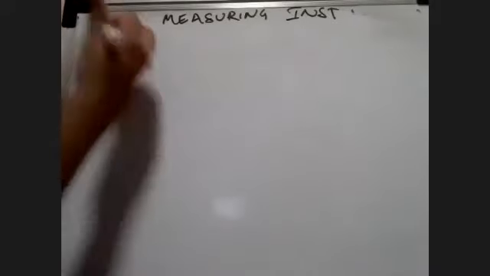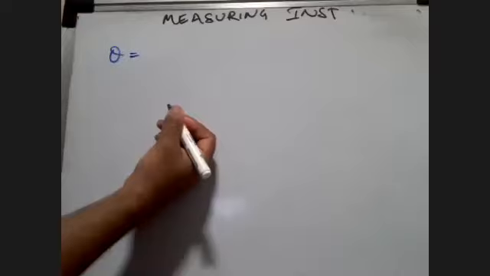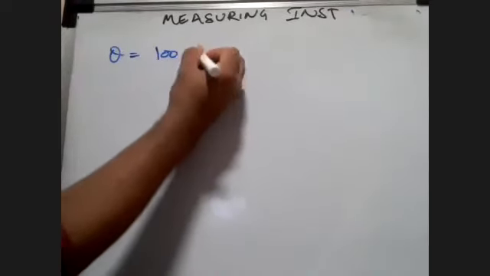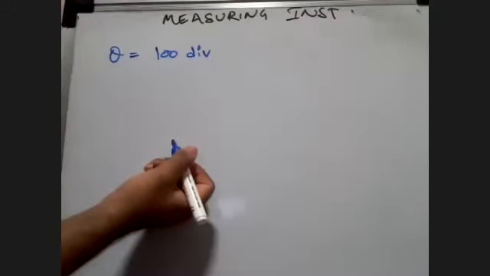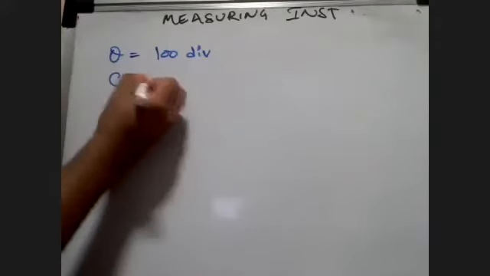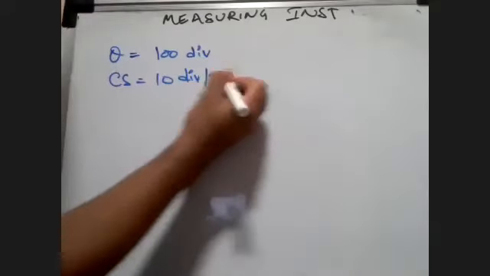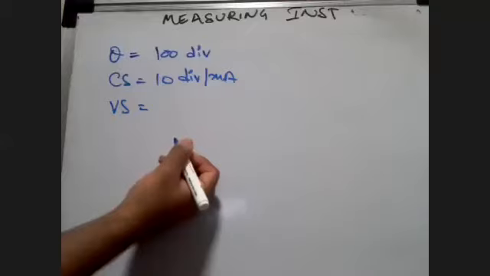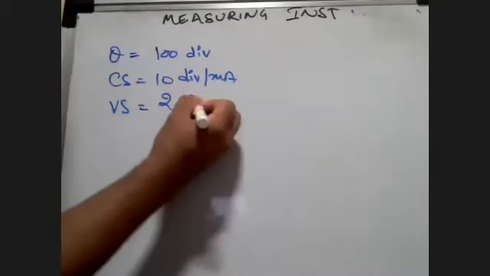So basically they are saying that theta, the number of divisions, is 100 equal divisions, so I will write 100 divisions. Second, they told us it has a current sensitivity of 10 divisions per milliampere. Third, they told us about the voltage sensitivity, which is 2 divisions per millivolt.